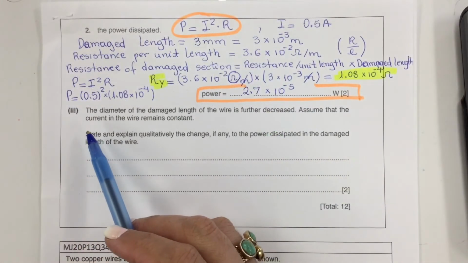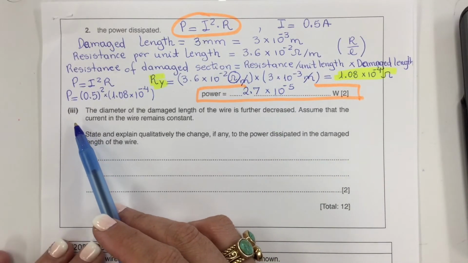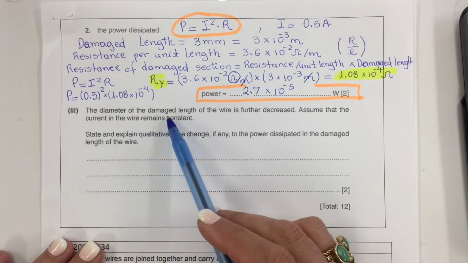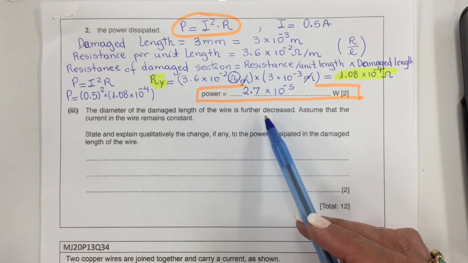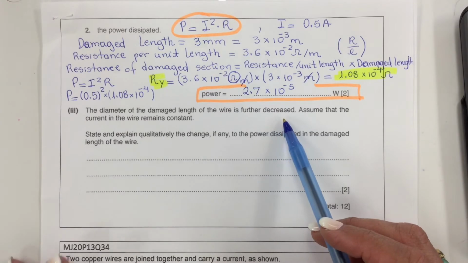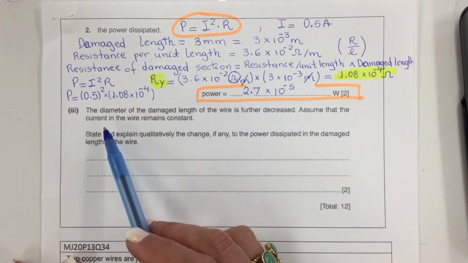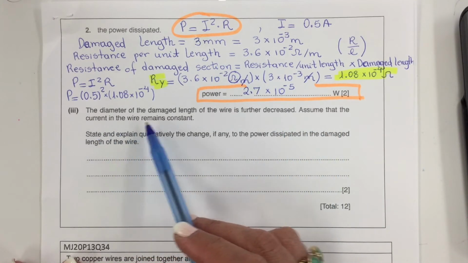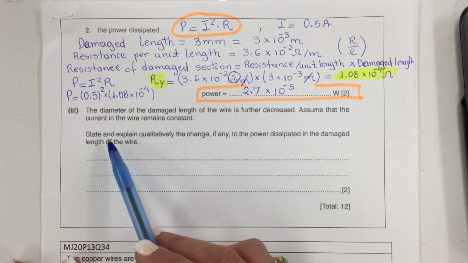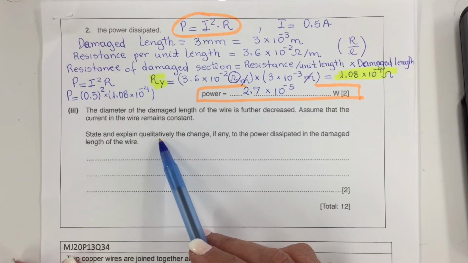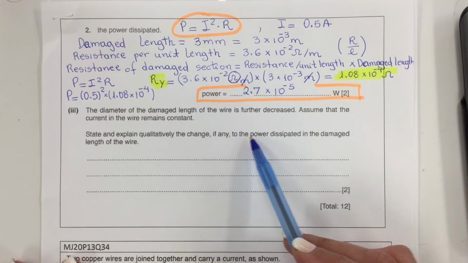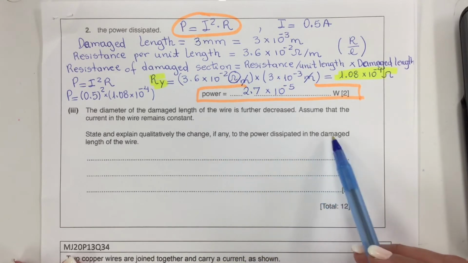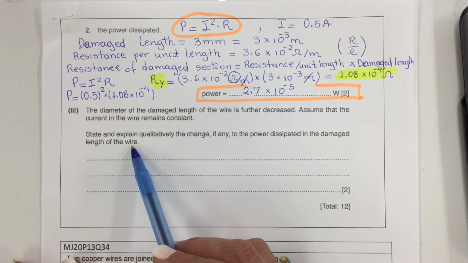Last question, part 3. The diameter of the damaged length of the wire is further decreased. Assume that the current in the wire remains constant. State and explain qualitatively the change, if any, to the power dissipated in the damaged length of the wire.